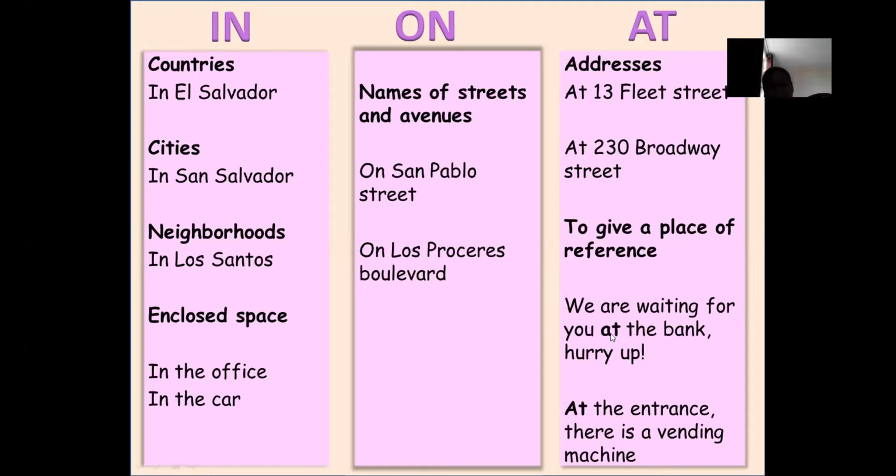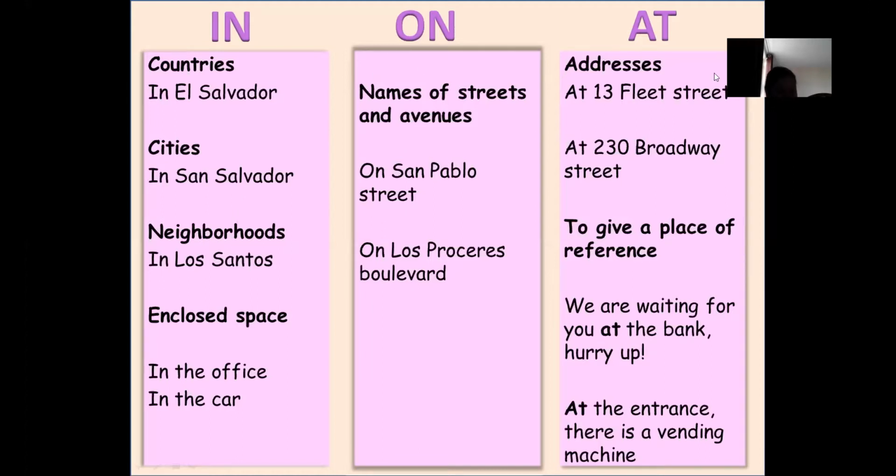I'm waiting for you at the bank, or at the entrance, there is a vending machine. You ask me, hey, where can I find a vending machine? Where is the vending machine? Okay, the vending machine is at the entrance. That is the point of reference, at the entrance. That would be the difference between in, on, and at.